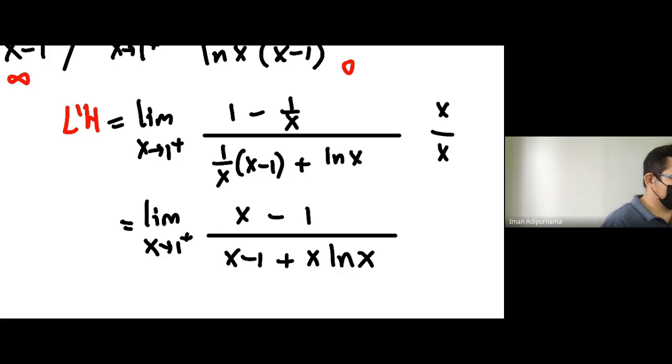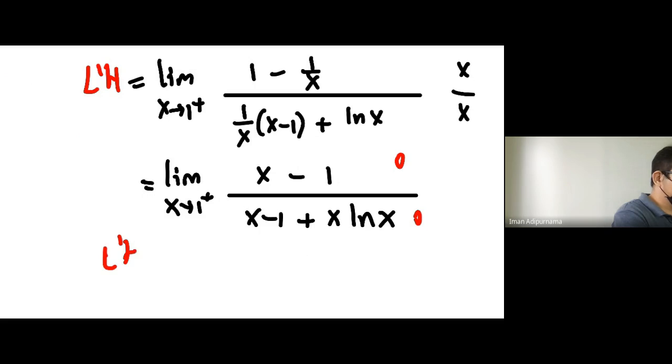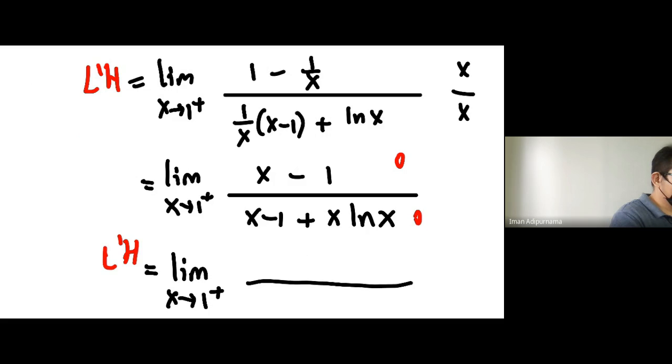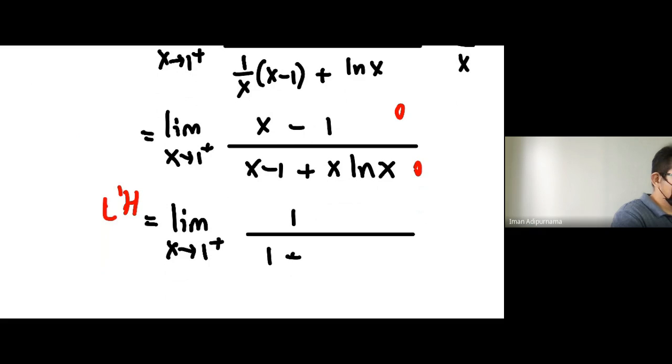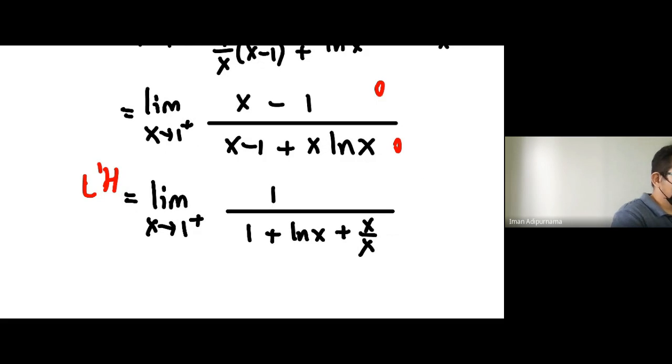I think it is still 0 over 0, so we can do L'Hopital's rule one more time. This is 1 plus, this will be ln x plus x over x. So ln x will be 0. This will be 1. So this will be 1 over 2.